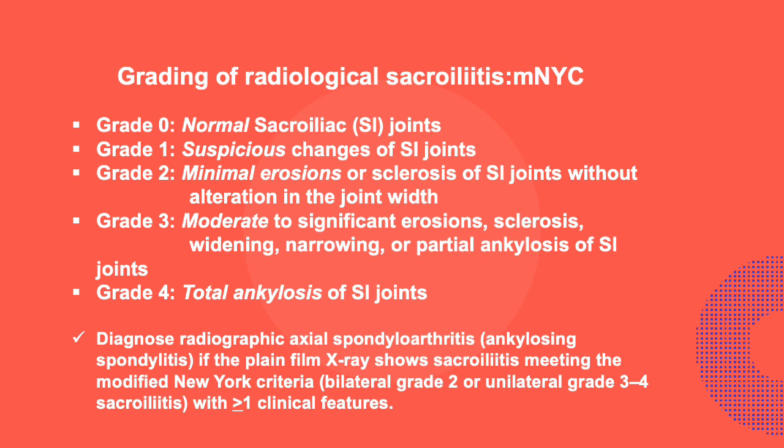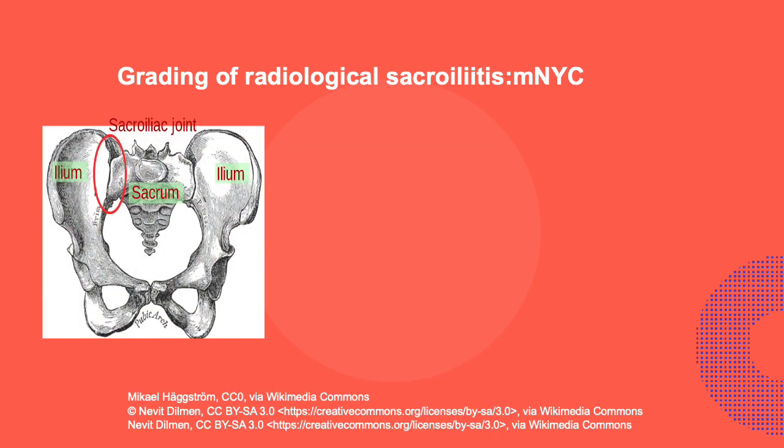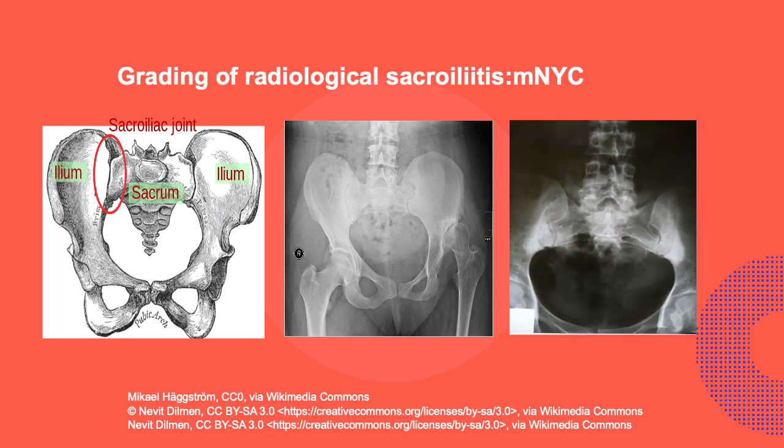Radiographic axial spondyloarthritis is diagnosed if the plain film X-ray shows sacroiliitis meeting the modified New York criteria, which is bilateral grade 2 sacroiliitis or unilateral grade 3 sacroiliitis with one or more clinical features. This is the sacroiliac joint. This is a normal sacroiliac joint on X-ray, and this is sclerosis of the sacroiliac joint on X-ray.